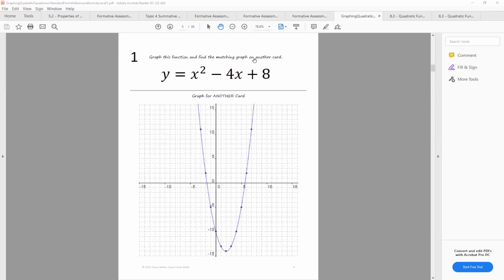So whenever you find the answer to the graph on the top, you've got to look for that graph somewhere else. We have done this before. If there's people confused, please help them out and show them how to do it.